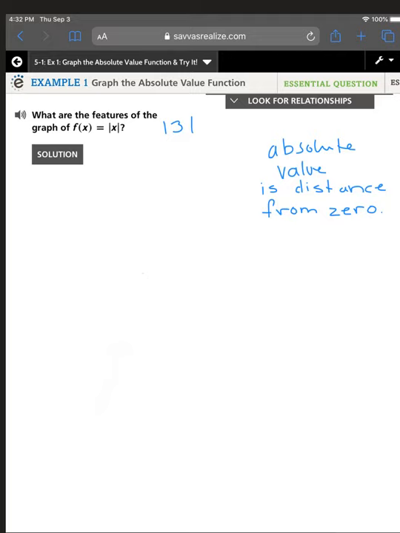So the absolute value of 3, if I was to think about a number line, my distance from 0 to 3 is 3. Same thing if I did negative 3. So if I find negative 3, let's put that in red, is over here. That is 1, 2, 3 spaces away from 0. So both the absolute value of 3 and the absolute value of negative 3 are equal to 3.